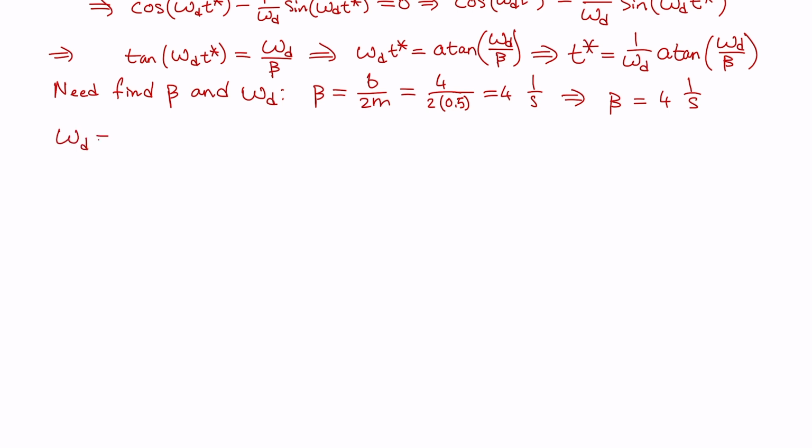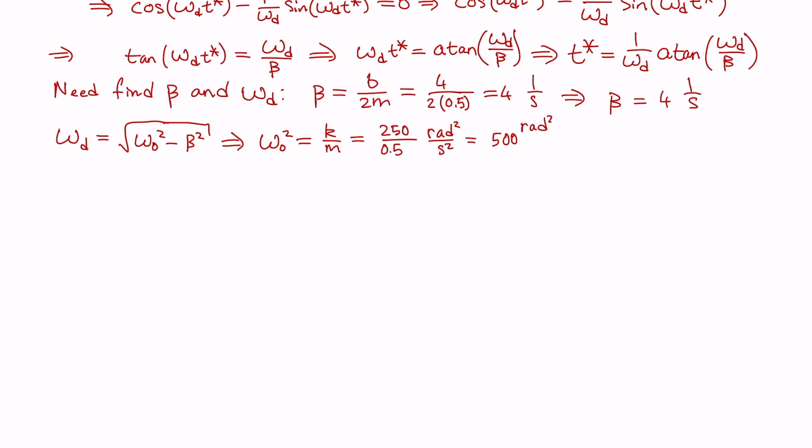Now, omega d is equal to the square root of omega 0 squared minus beta squared. And so now we need to find the natural frequency omega 0. Omega 0 squared is simply equal to k over m, which will be 250 newtons per meter divided by 0.5 kilograms. This ends up being radians squared per second squared, and it's equal to 500 radians squared per second squared. So omega 0 squared is 500 radians squared per second squared.